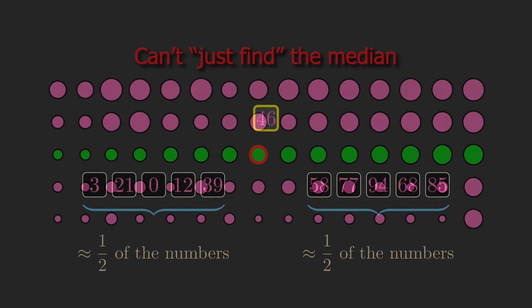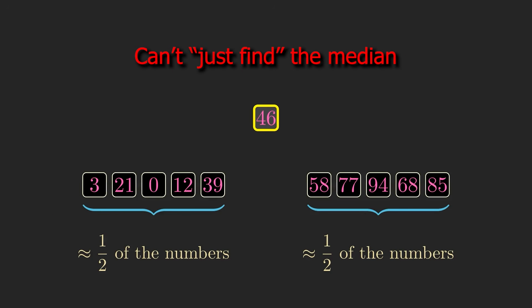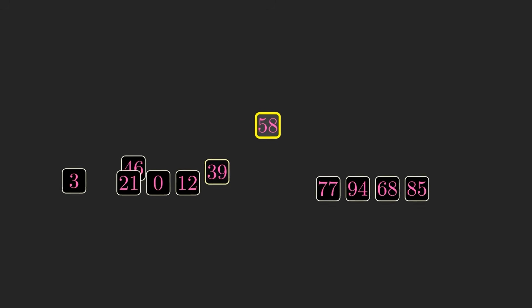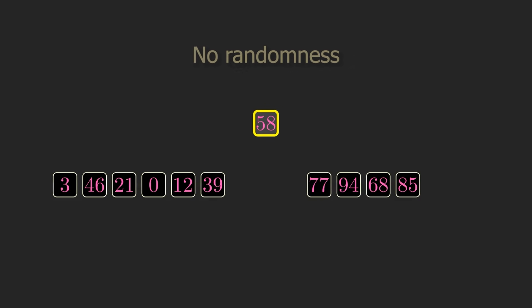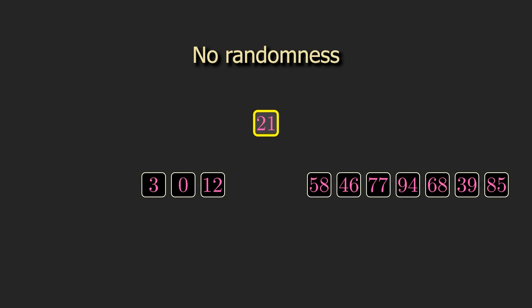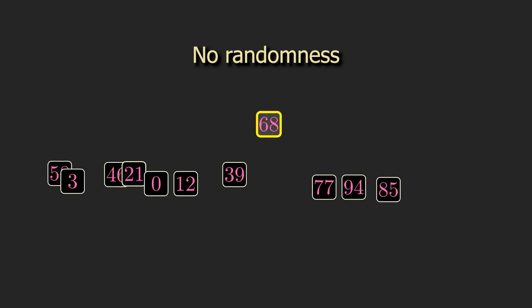Okay, we know we can't use the exact median as a pivot. So the goal will be to somehow choose a pivot that will be close enough to the true median to sufficiently reduce the size of the list at each step. And remember, now we're trying to do this without any randomness. We have to come up with some completely deterministic method of finding good pivots.